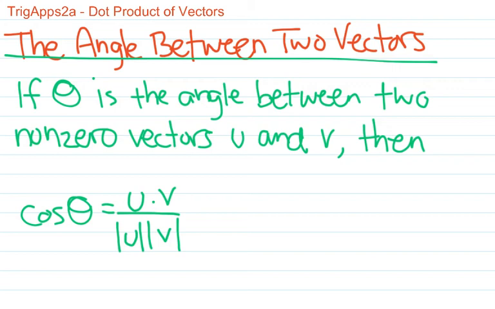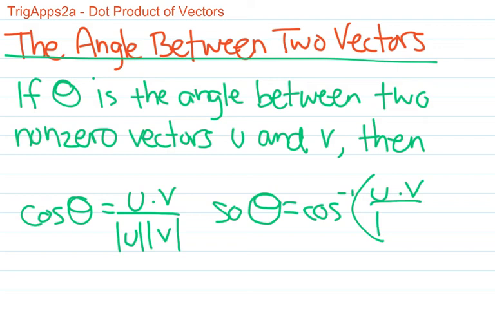Cosine theta is the dot product of the two vectors divided by the product of the two magnitudes. Okay? So to actually calculate theta, theta is cosine inverse of all that. So cosine inverse of u dot v over magnitude of u times magnitude of v. So that's the definition of the angle between two vectors.